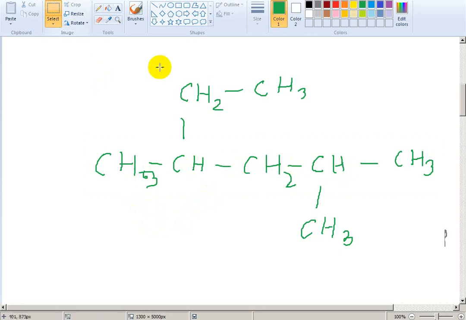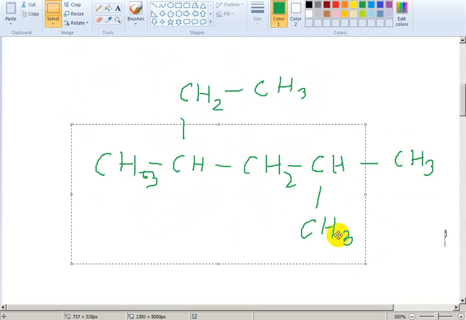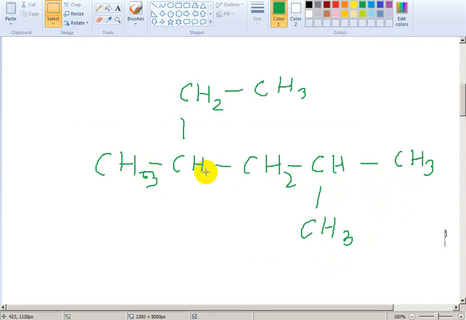This branch is 1, 2, 3 carbons. This branch is 1, 2, 3, 4, 5. These two branches are the same. We can take any one. So this one is the longest branch, the parent compound, main compound. 1, 2, 3, 4, 5. So 5 carbons in a chain. This is an alkane, pentane.